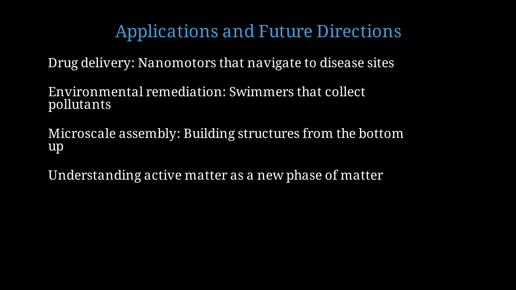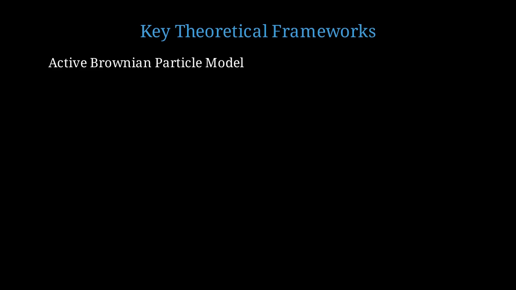This has implications far beyond artificial swimmers, connecting to biology, ecology, even sociology. Let me outline some key theoretical frameworks that have been developed to describe these systems quantitatively. The active Brownian particle model treats swimmers as Brownian particles with an additional self-propulsion velocity. This captures the interplay between directed motion and diffusion.